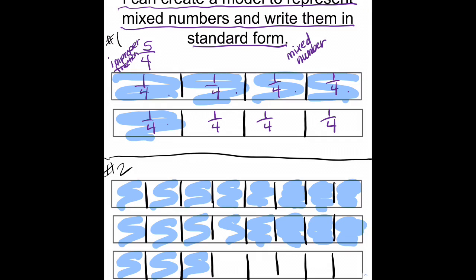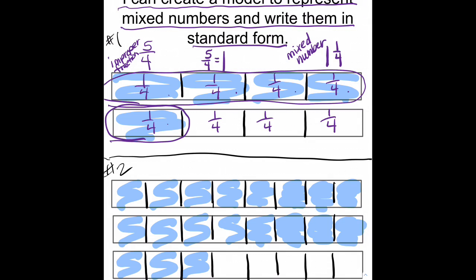instead of looking at each individual box, I'm going to look at how many whole fraction bars I have. So I have 1 whole fraction bar here, but I don't have a whole fraction bar here. I only have this part. So I have 1 whole, and then I have 1/4 of the next fraction bar. So my mixed number is 1 and 1/4. So I can write this comparison. 5/4 is the improper fraction, and it equals 1 and 1/4.